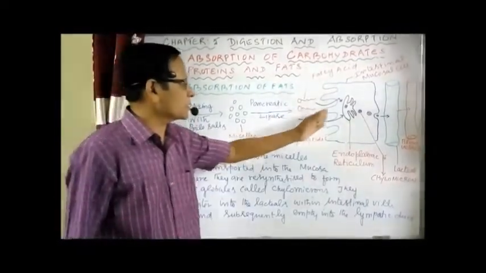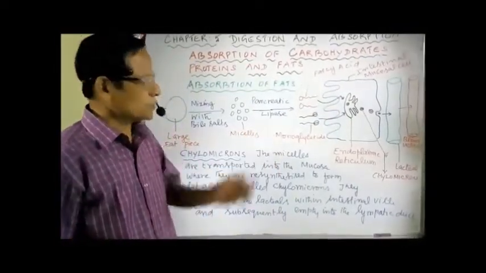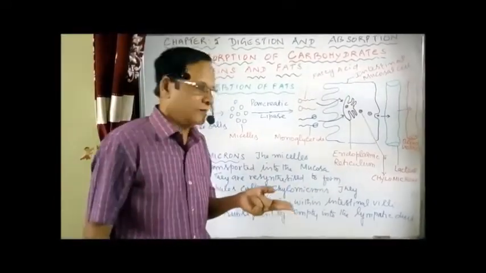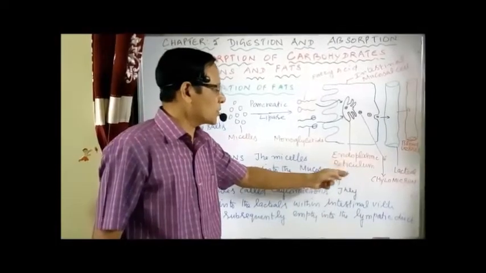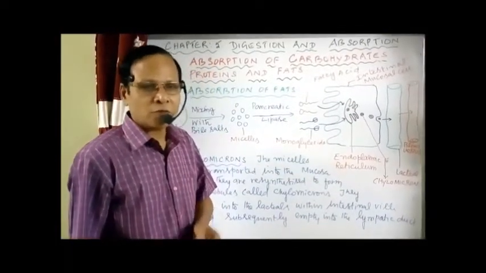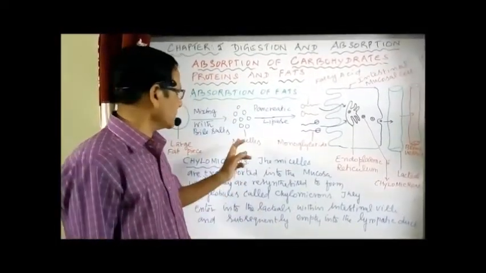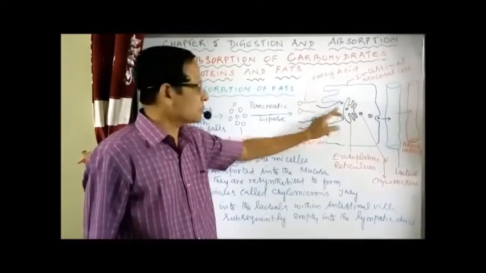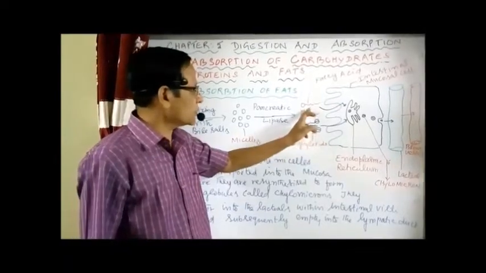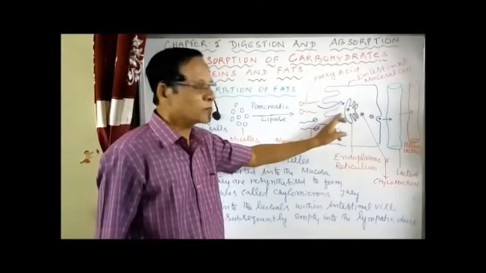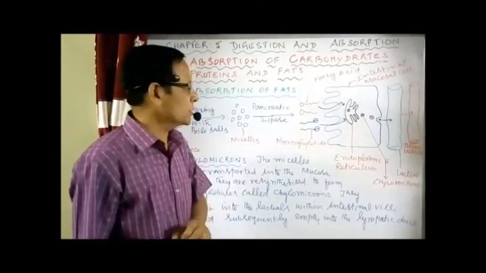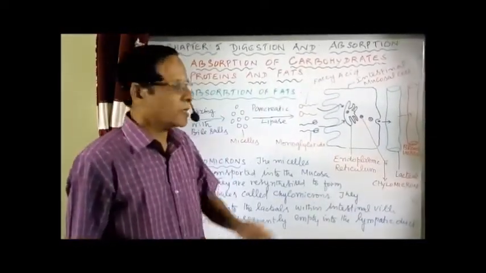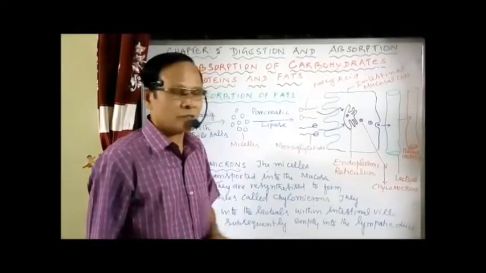So they are being taken into the mucosa, the epithelial cell, where they are once again resynthesized inside the endoplasmic reticulum to form fat globules, fat droplets. After resynthesis, the fatty acids and monoglycerides unite to form the fat globules. These fat globules are called chylomicrons. The chylomicrons are synthesized in the endoplasmic reticulum.